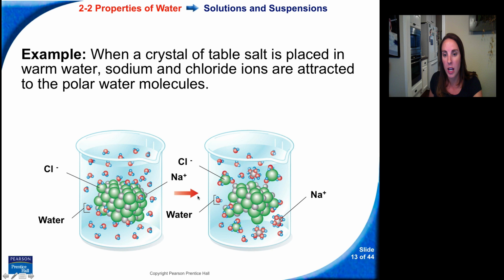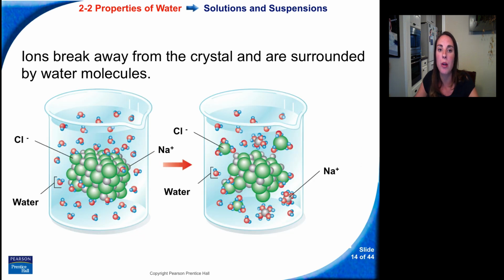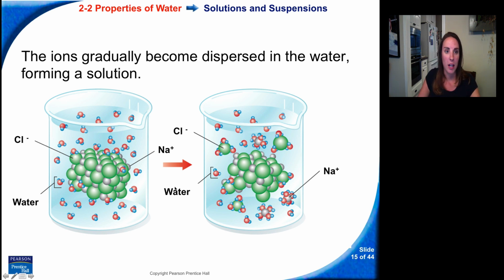What happens over time is these salt molecules are attracted to the slight positive and negative charges of the water molecule. So the water molecules are attracted to it, and they basically break up the salt and evenly distribute it throughout the water. So ions break away from the crystal and are surrounded by water molecules, as I was saying. So the ions gradually become dispersed in the water, forming a solution.